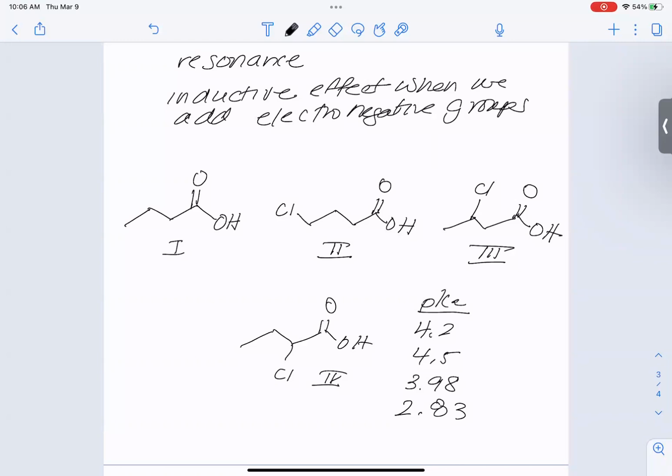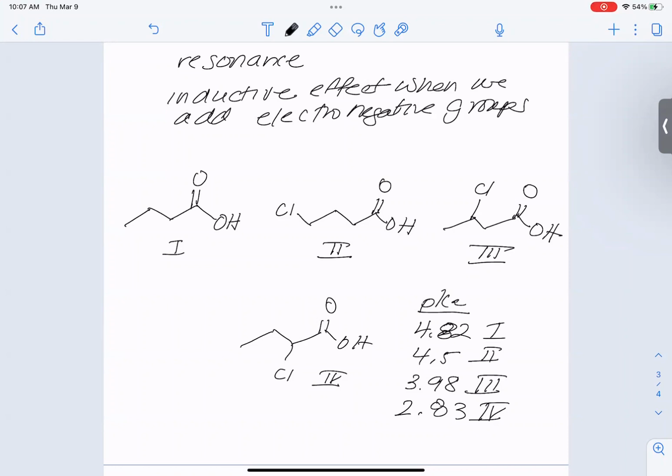All right, so we should see that they go 4, 3, 2, wait, no. Oh, this should have been 3, 2. Okay. And then 1. All right. 1 is the least acidic.